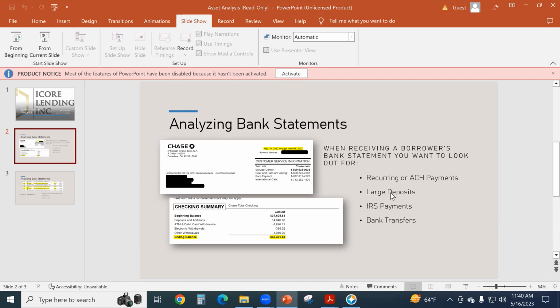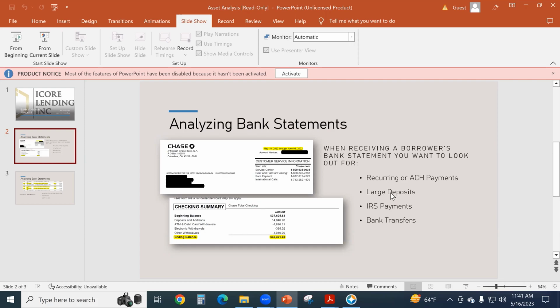Of course, IRS payments, and we'll see an example of it. If they're making payments to the IRS, then 9 times out of 10, they have a payment arrangement for an IRS debt. And as we all know, that has to go in the debt ratio.